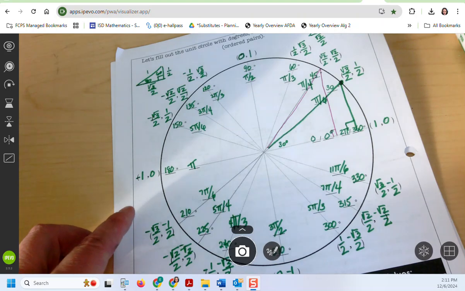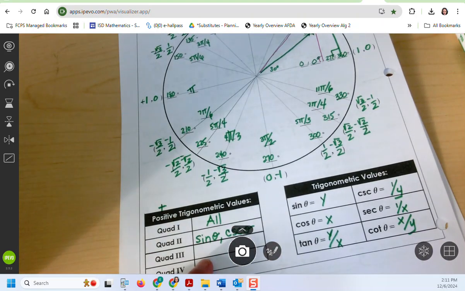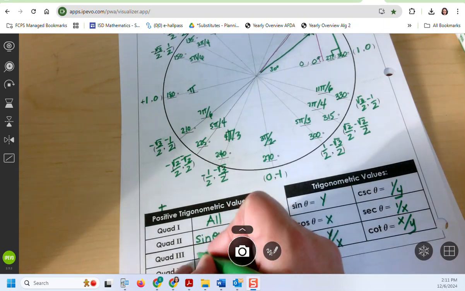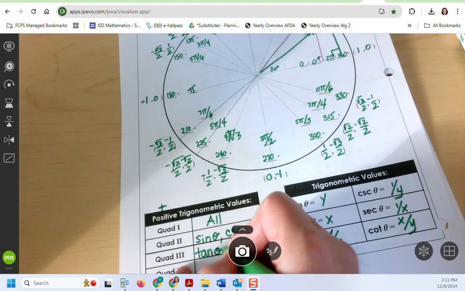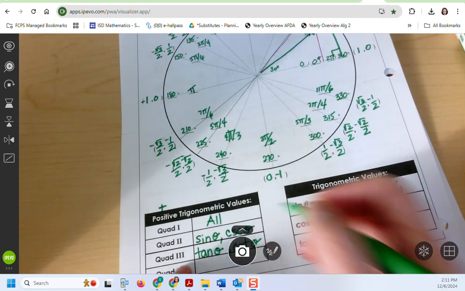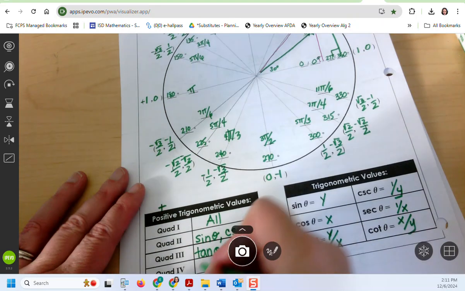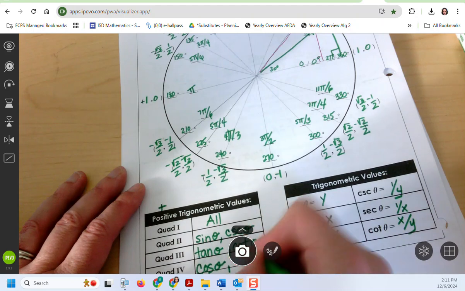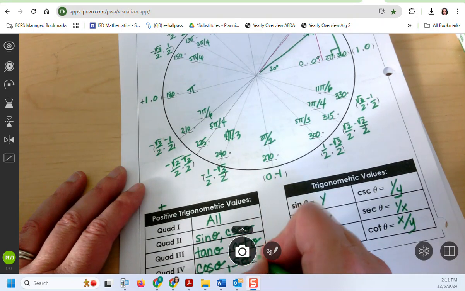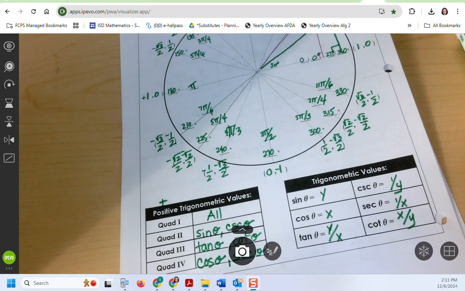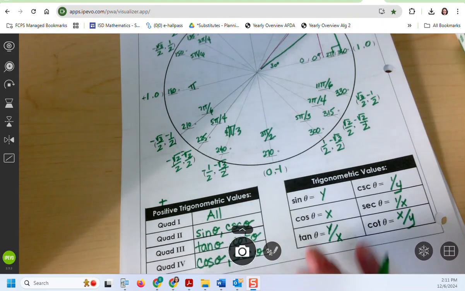And then in quadrant 3, the sine and the cosine are both negative. But what about y over x? Yeah, negative over negative makes positive. So the tangent and the cotangent are positive in the third quadrant. And then in the fourth quadrant, what's positive? Cosine. Just the cosine, thanks. And then its reciprocal, secant.